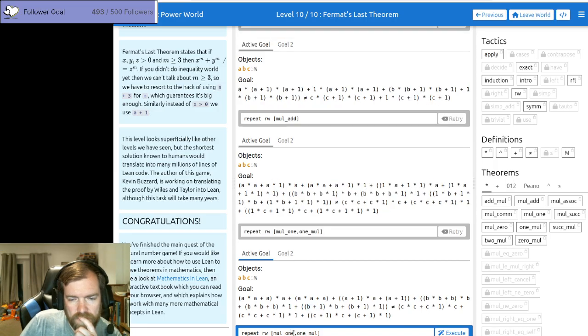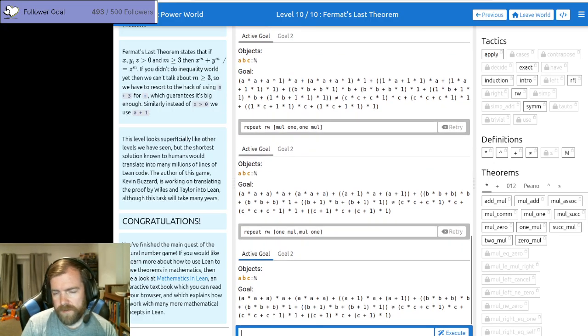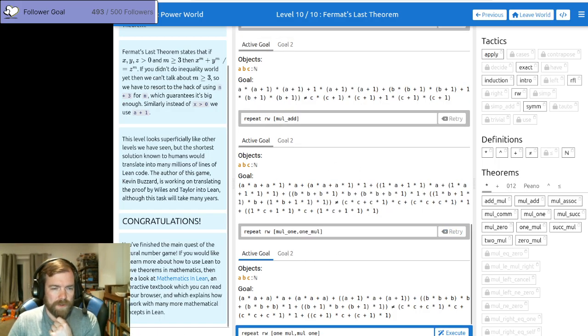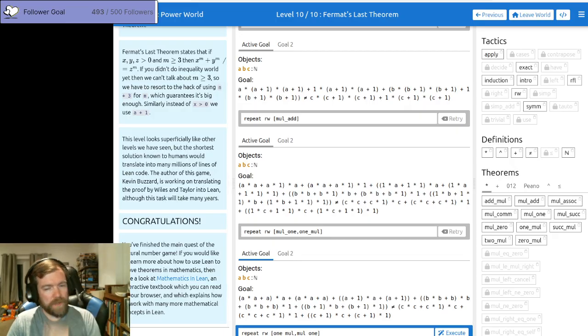I don't think this should change it, but let's flip it around. Since nothing changed. No, nothing changed. Well, that's a bit strange. Anyway, we're working on Lean tonight.